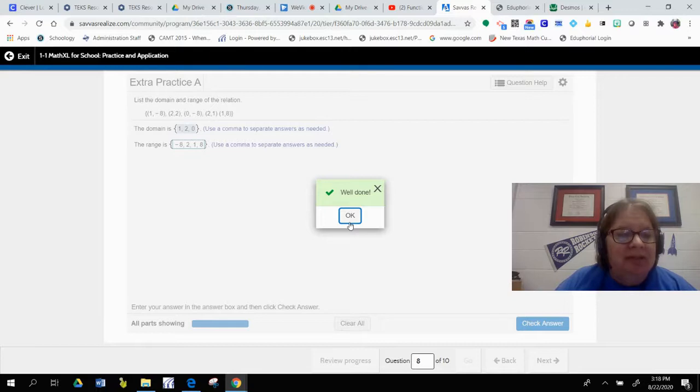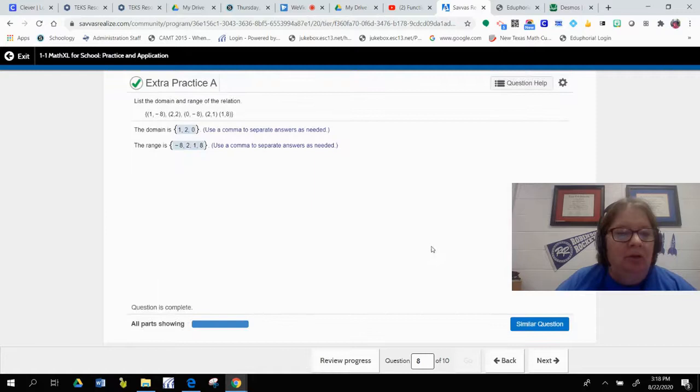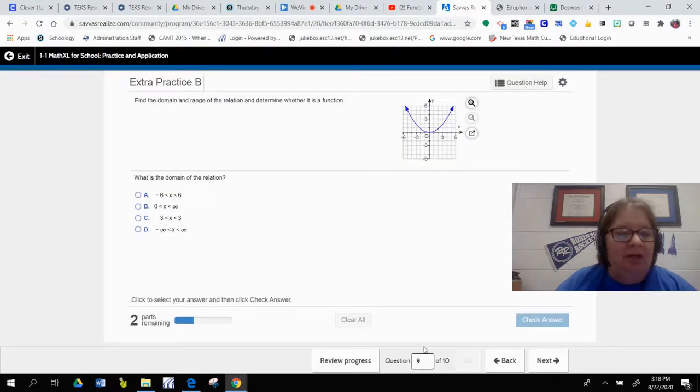What this means, if you've got the x in the middle, it means all the x's are between -6 and +6. Or all the x's are between 0 and infinity. Or choice C, all the x's are between -3 and +3. Or choice D, all the x's are between -infinity and +infinity.